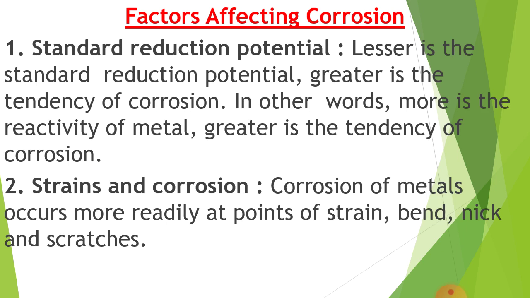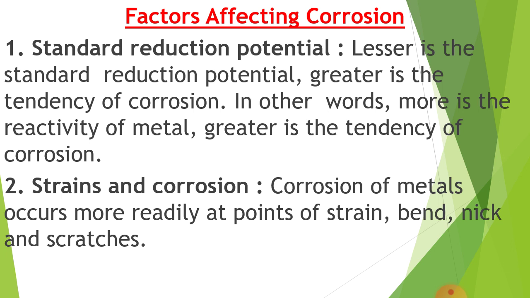Now the factors affecting corrosion. This is most important. Which factors affect corrosion more or less? First, the standard reaction potential, also known as the standard electrode potential. I have told you that the more negative the E° value, the more reactive the metal. So the lesser the standard reaction potential, that is the more negative the value, the greater the tendency of corrosion. In other words, the more reactive the metal, the greater the tendency of corrosion.